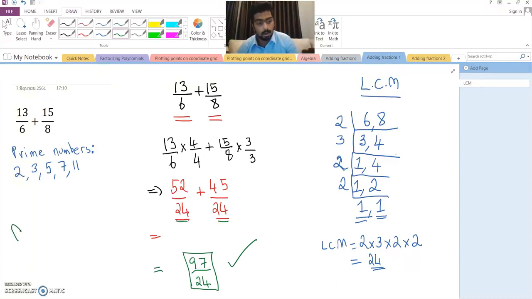Okay guys, hope you learned something from this and you're able to add fractions from now. I will be doing more videos on how we add fractions when we have more than 2 fractions. That will be coming in the next video.